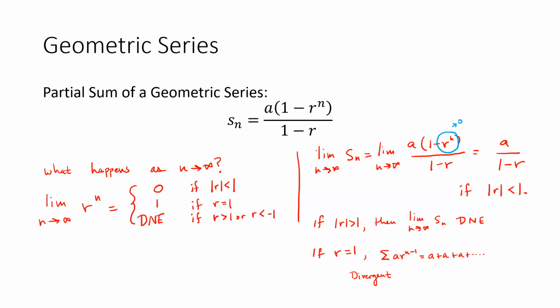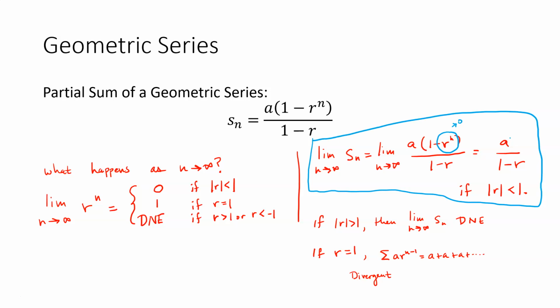Okay, so we see that the case when we know that this geometric series will converge is when the absolute value of r is less than 1, in which case a over 1 minus r will give us the sum of the series. On the other hand, if the absolute value of r is greater than or equal to 1, then the series will be divergent.